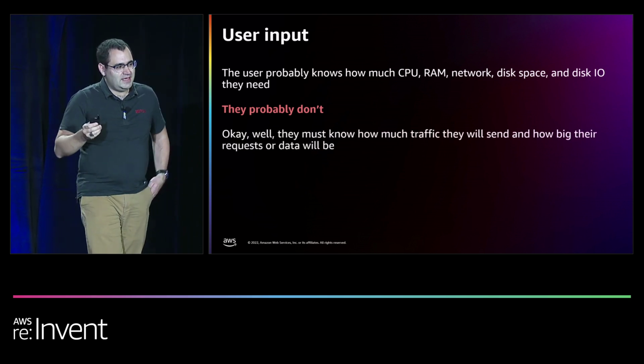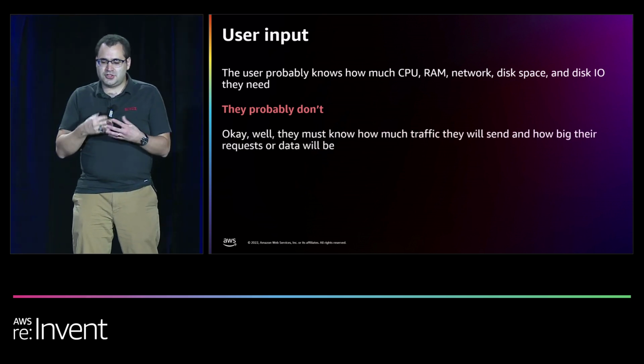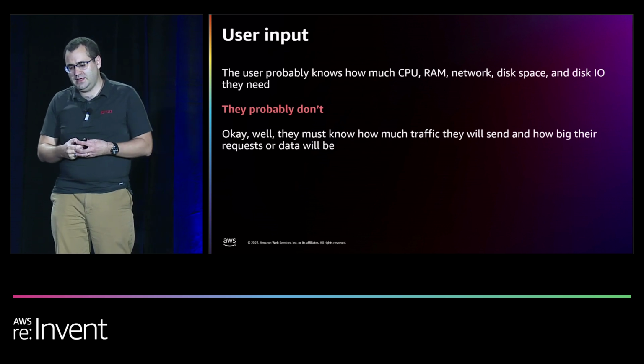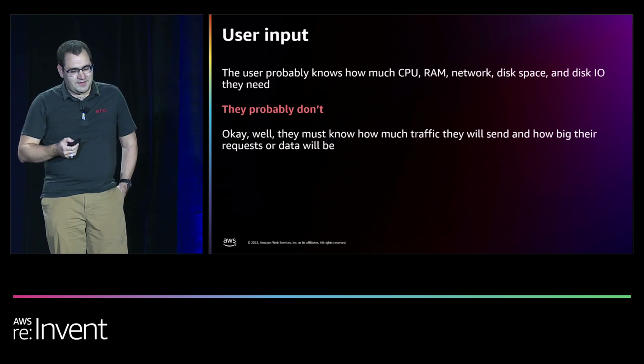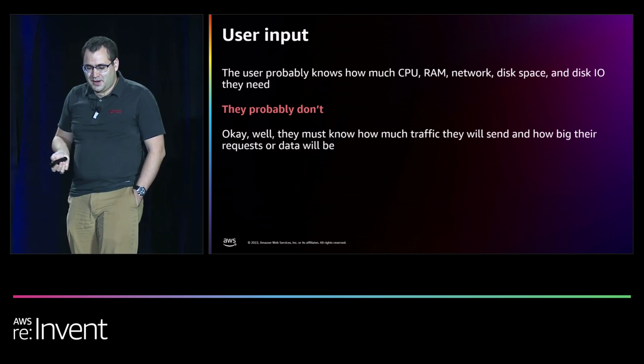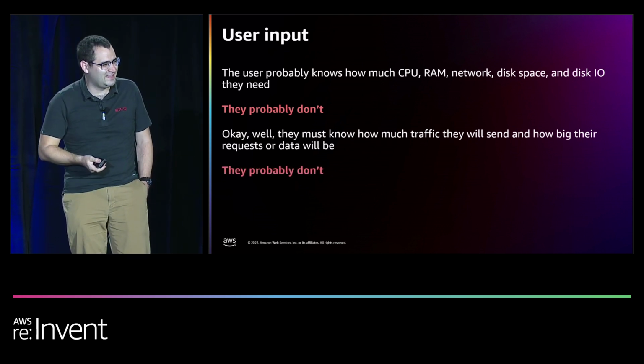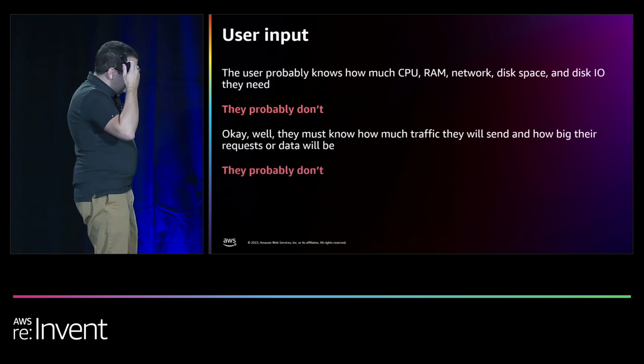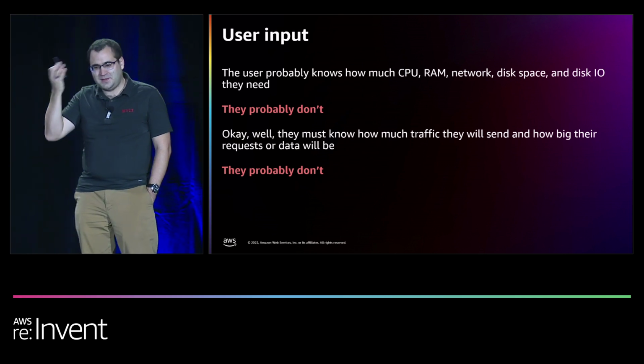So then you go, okay, well, if they don't know that, then maybe they know how much traffic they'll send and how big their request will be and what the distribution will be. And then you go, wait, no, they probably don't know that either. And so now you're kind of stuck. You're like, okay, well, they might be able to give me something, right?